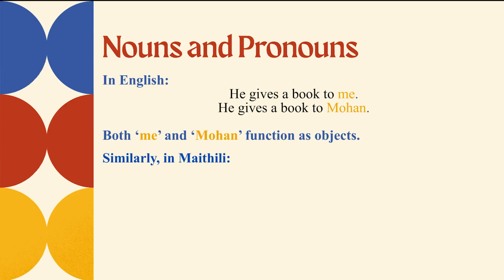Similarly, in Maithili, when you say ओ हमारा एकटा किताब देता, which also means the same thing, he gives a book to me. In this sentence, O is the subject, which is he, and hamara is the accusative object, that is me. And ekta kitab is another direct object, which is not accusative. That is also an object, but this is a second one. In ditransitive verbs, you have two objects.